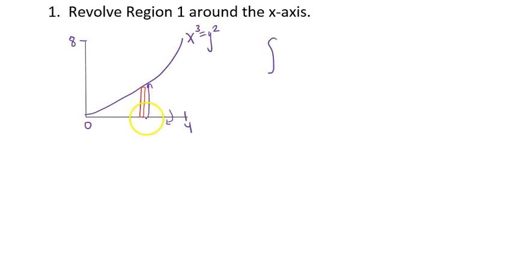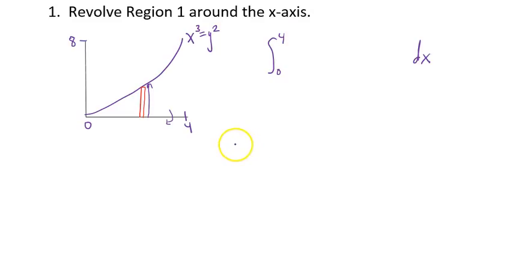Now, that is a vertical rectangle that I drew, so I know that that is a dx situation. And since it's a dx situation, I'm using the x-axis limits 0 to 4.